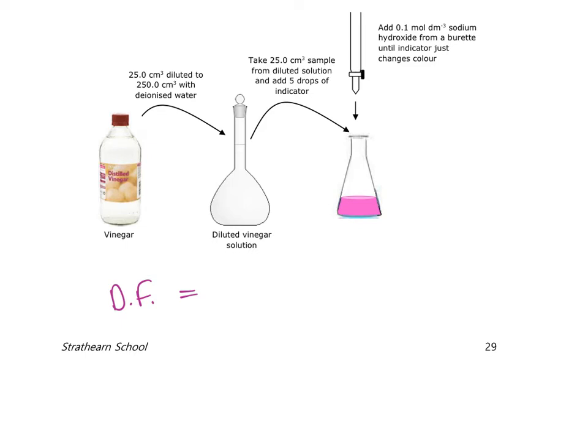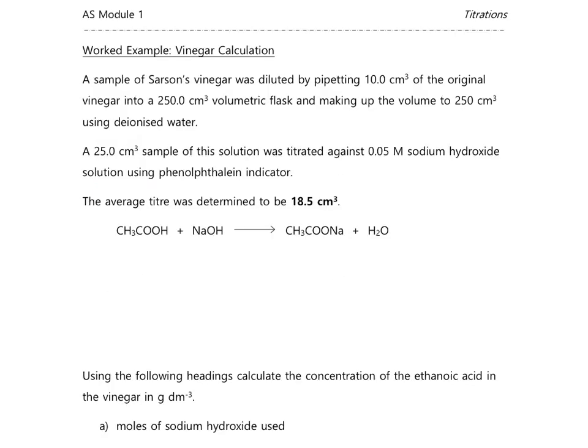In this case, the dilution factor, remember, is the total volume of your diluted solution over the original, undiluted volume. So in this case, our dilution factor is times by 10. That means the undiluted vinegar is 10 times more concentrated than the diluted vinegar. So let's look at this worked example together.